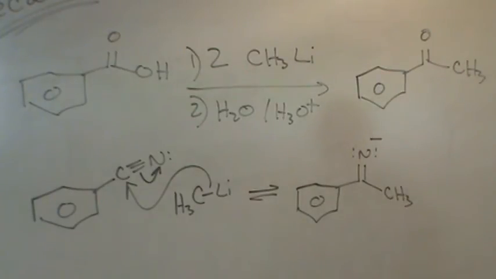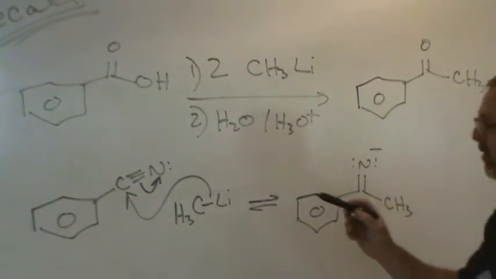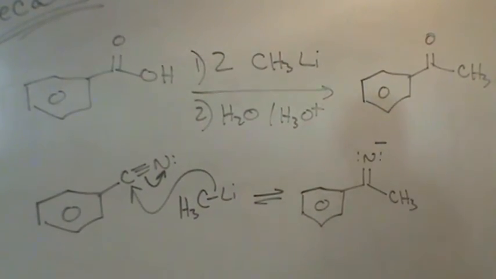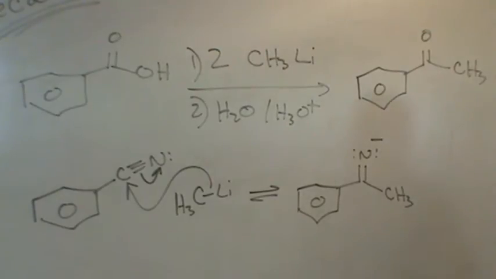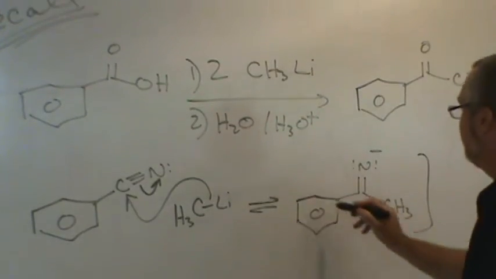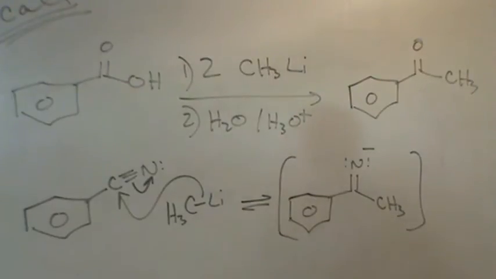But in this particular case, it doesn't matter if you've got an excess or not. This reaction has to stop here. Think about what would happen if a second equivalent of methyl lithium tried to add. The nitrogen's already got a negative charge. What would it do? Produce a 2 minus nitrogen? Not going to happen. Nitrogen cannot accommodate a negative 2 charge. So it's got to stop right there. It's just stuck. Can't go anywhere else.